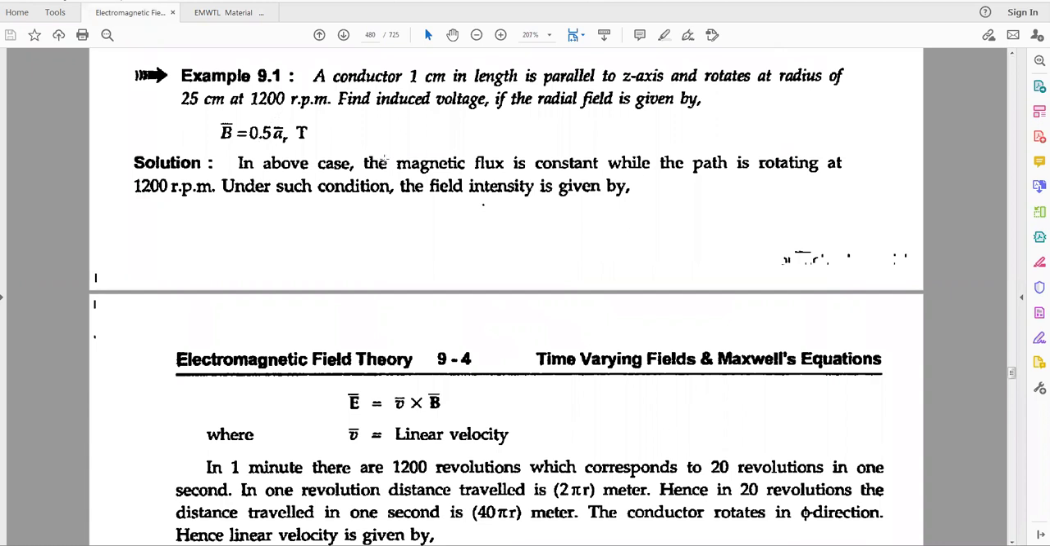Today we are going to discuss some more examples in magnetostatics. The first example: a conductor of 1 centimeter length is parallel to the z-axis, hence it is also in the z-axis only, and rotates at a radius R. Consider L is equal to 1 centimeter and R is equal to 25 centimeters at 1200 RPM, revolutions per minute.